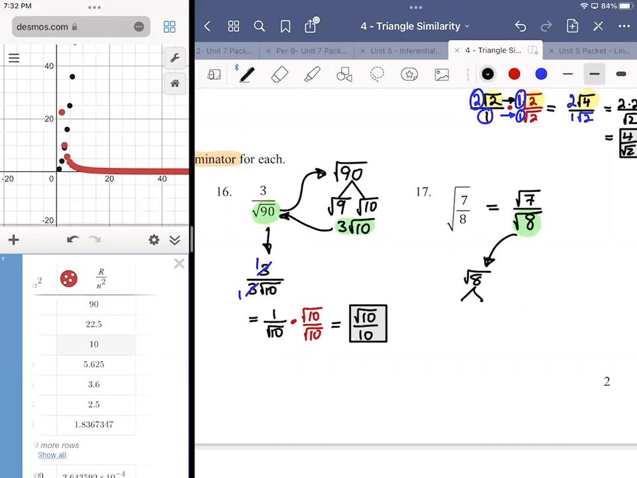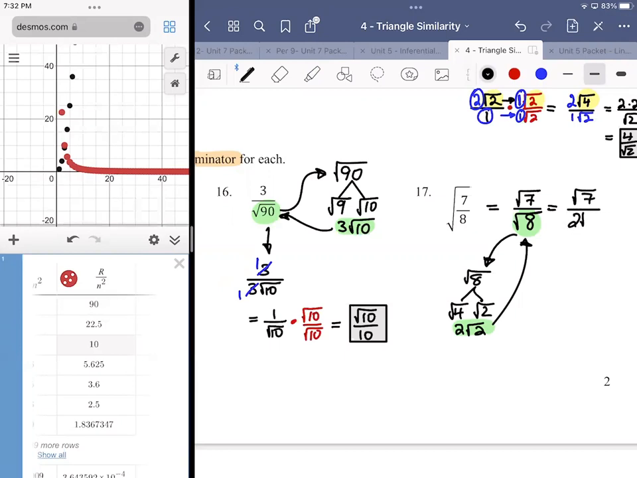The half value of radical 8 is radical 4. Well, the half value of the radicand is 4. Radical 4 times radical 2, the square root of 4 is 2, so 2 radical 2. So I can now replace the radical 8 with a 2 radical 2. So this is the same as saying radical 7 over 2 radical 2.